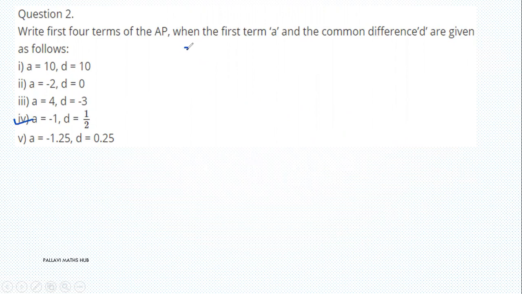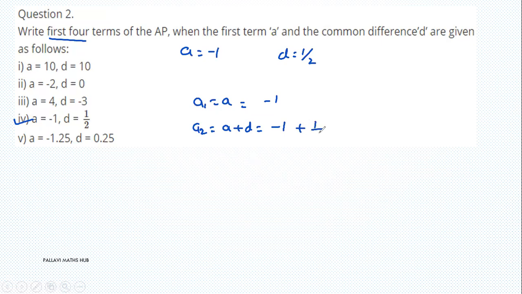Next, solve the fourth sum. The fourth question is a is equal to minus 1, d is equal to 1 by 2. You need to find out the first four terms. That means a1 is equal to a, which is equal to minus 1. a2 is equal to a plus d. The value of a is minus 1 plus the d value is 1 by 2, which is equal to, 2 is the LCM, minus 2 plus 1 is minus 1 by 2.